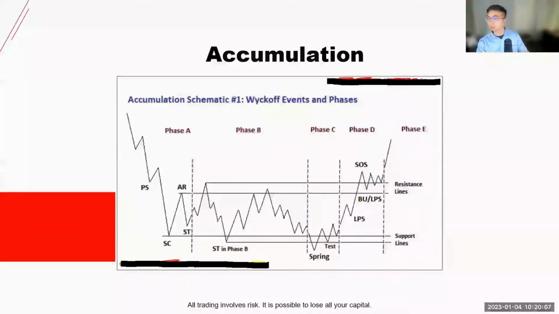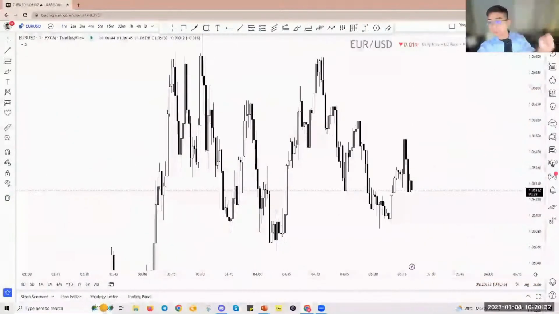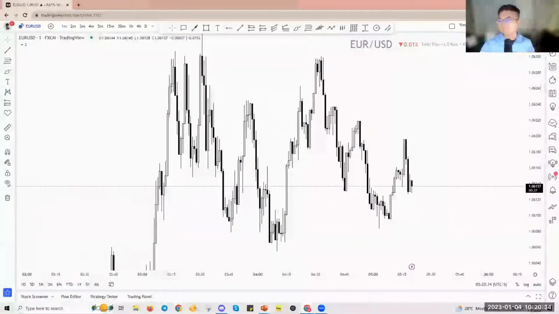All right, I'll just move on to Euro Dollar. Let me get the currency pair out. Okay, make sure you can see my chart clearly before I start.